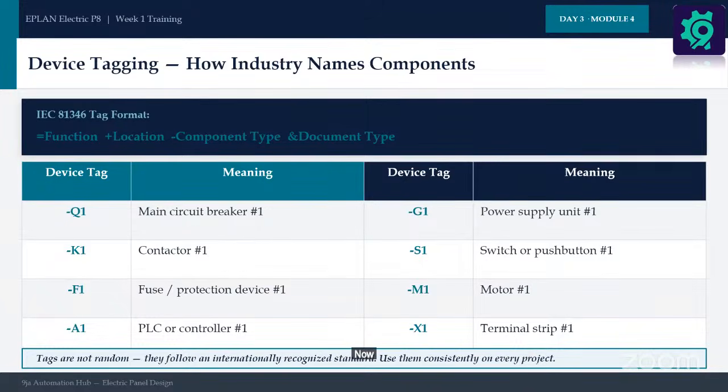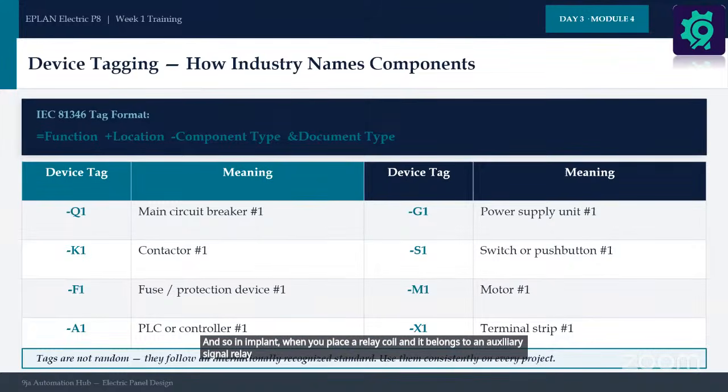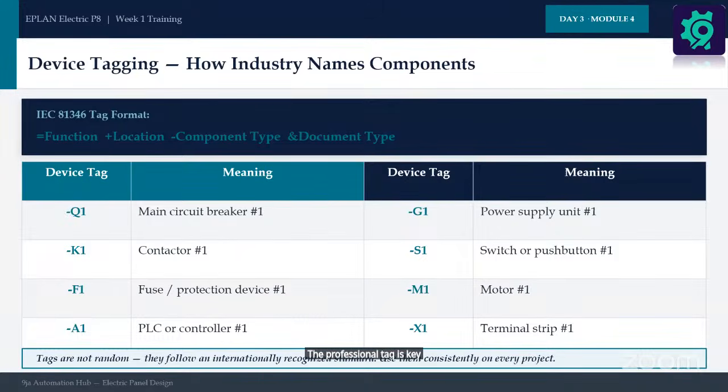Now, the key characteristic of a KA device is that it processes signals. It is in the control circuit world, handling low power signals rather than high power loads. And so in EPLAN, when you place a relay coil and it belongs to an auxiliary signal relay, the professional tag is KA, followed by a sequence number. So if you have four auxiliary relays, you can say KA1, KA2, KA3, and so on.